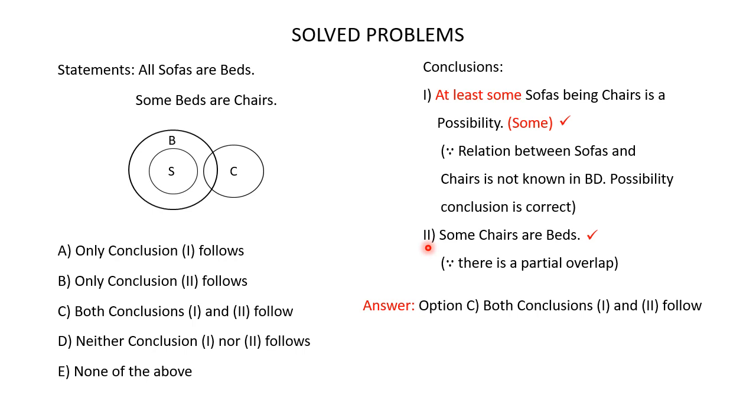Conclusion 2. Some chairs are beds. So you have chairs here and bed here. Clearly you can see that there's a partial overlap between chairs and bed. So this portion of chairs is beds. That is, some chairs are beds. So the conclusion some chairs are bed is correct.